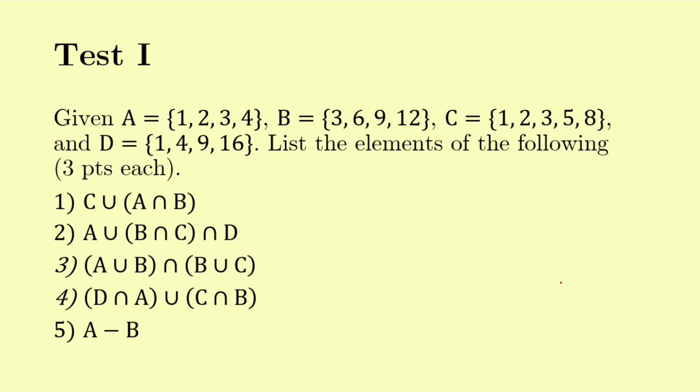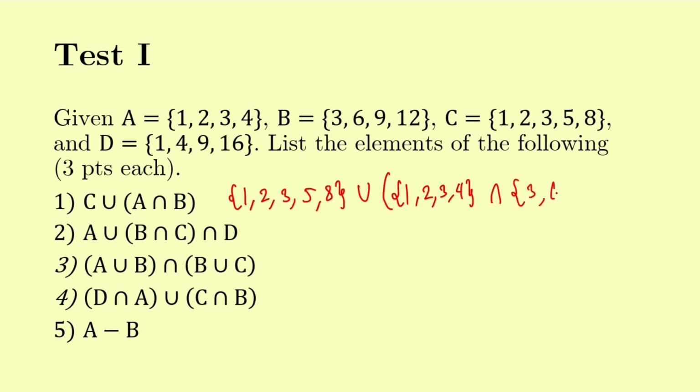parenthesis or quantity A intersection B. So this will be simply C, which has 1, 2, 3, 5, 8, union of the intersection of A and B. So 1, 2, 3, 4, intersection with 3, 6, 9, 12. And then, syempre, naka-parenthesis yung intersection. We will combine that to form the intersection or yung common element sa kanila, which is simply 3.